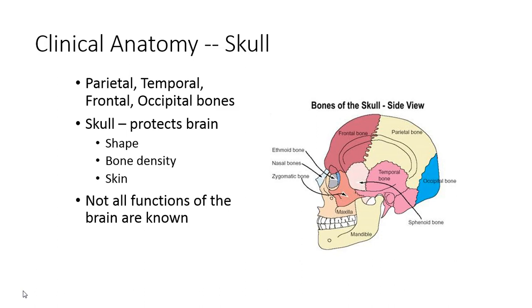So you want to consider the shape of the bones, the density of the skull. The skull is actually pretty dense. And then you have to remember that there's skin that overlies it and hair, and that all protects the skull and the brain.